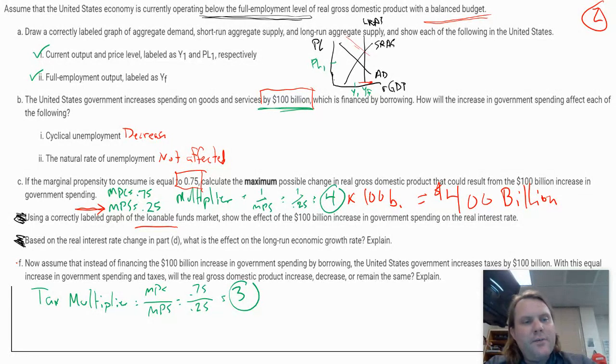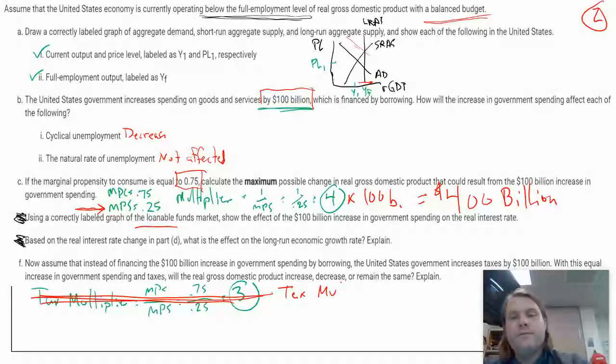All right, part F, it asks us, okay, well, let's say we're going to lower taxes instead. Sorry, it says we're going to raise taxes instead. I did this incorrectly. I apologize. Okay, we're still going to use this tax multiplier, which is 3. I guess I hadn't solved it yet.